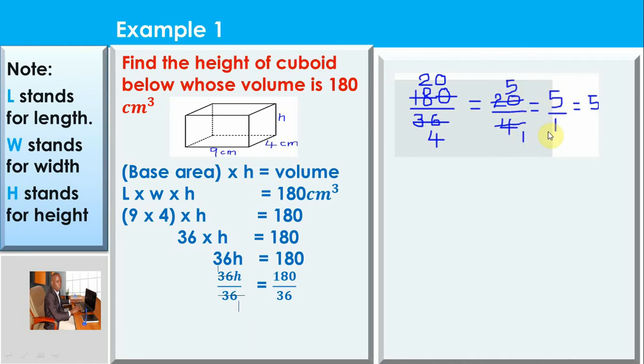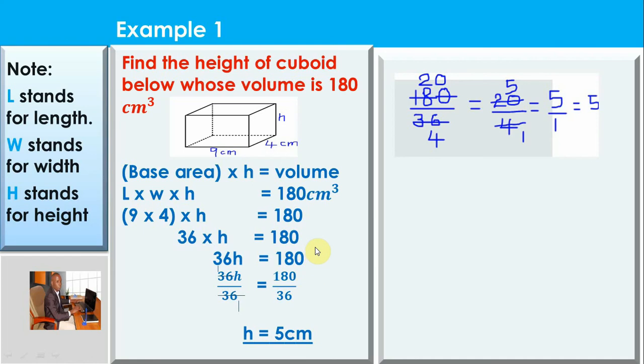So 5 out of 1 is equal to 5. So that means 180, when you divide it by 36, you get 5. So our h, because this is 1h, which is just h out of 1, it is just h, equals 5 centimeters. So that is how you can get the height. Therefore, the height of this cuboid is 5 centimeters. That's the value of h.